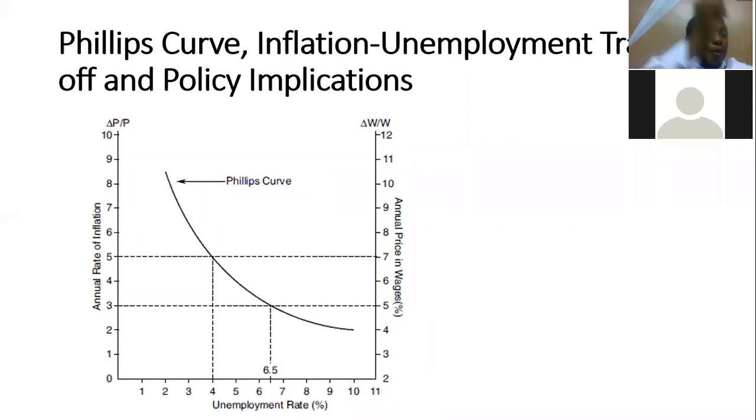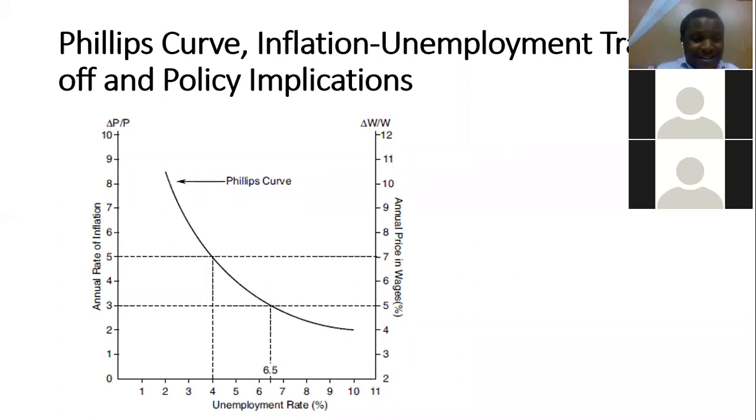As you are pursuing one, the other will always be affected. As you are pursuing output growth, price stabilization will be affected. As you are pursuing price stabilization, output will be affected. That is it. From this Phillips curve, that is the policy implication.